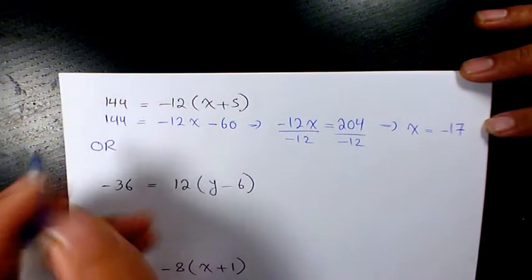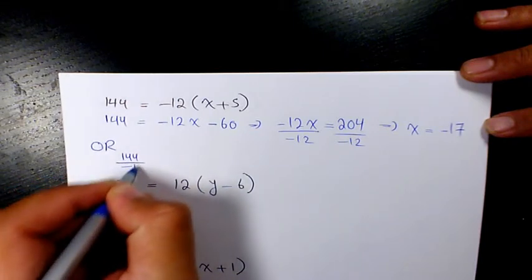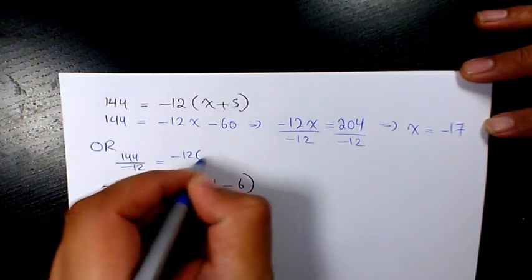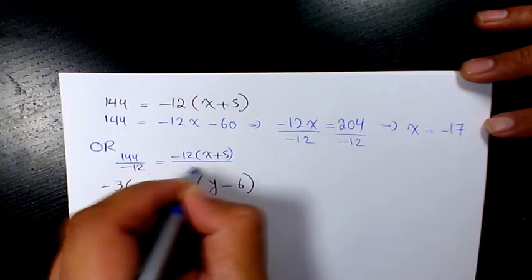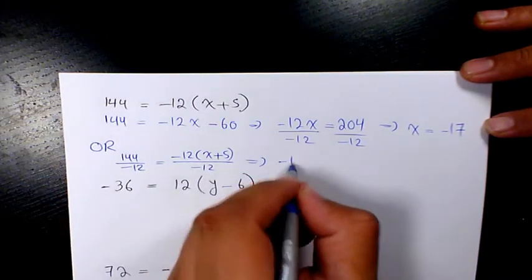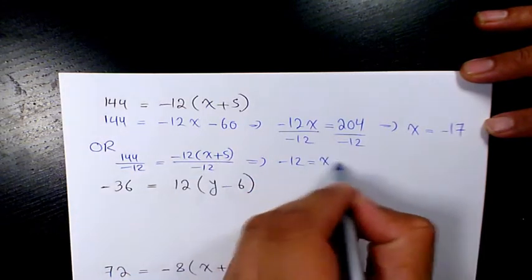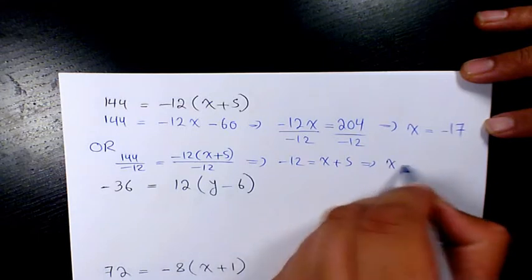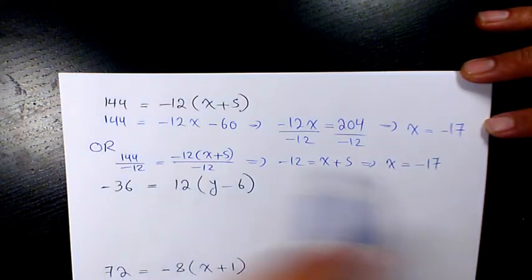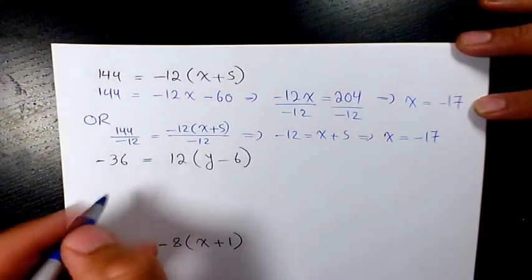Or you can divide both sides by negative 12. So it's going to be 144 divided by negative 12 equals negative 12 times x plus 5 divided by negative 12. 144 divided by negative 12 is going to be negative 12. This part, negative 12 and negative 12 cancel out, is going to be x plus 5. So x will be equal to negative 17. I think the second part is easier and you don't really need a calculator.